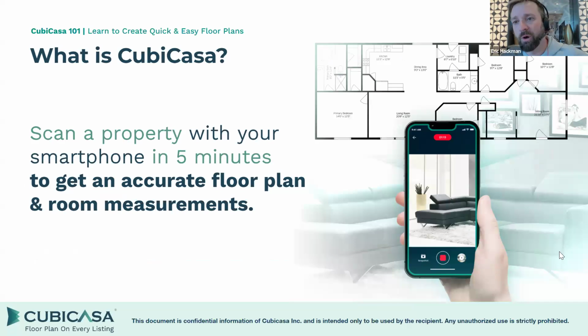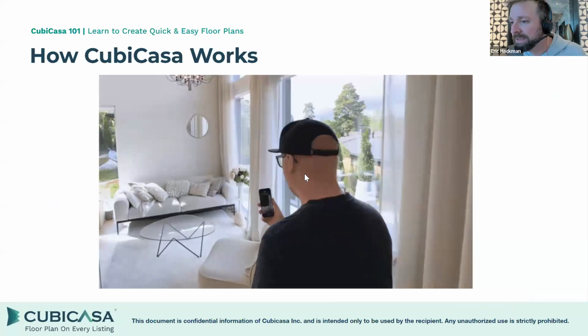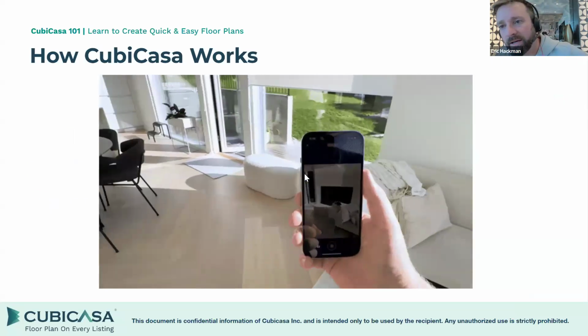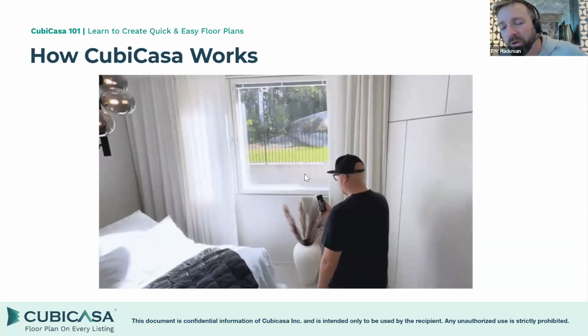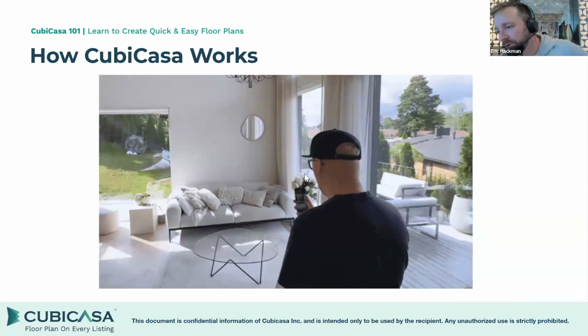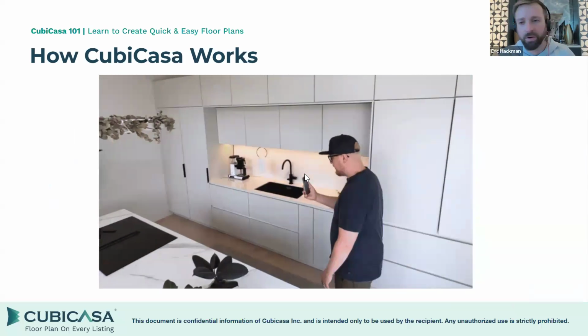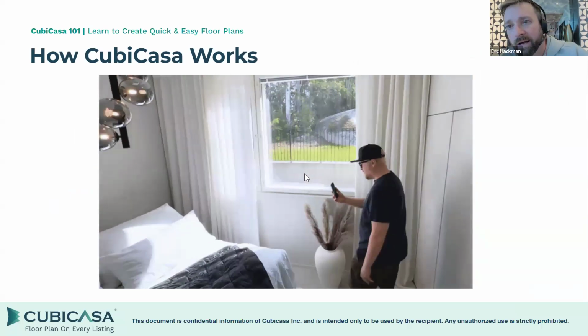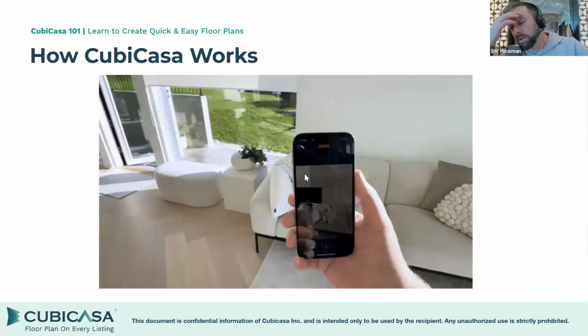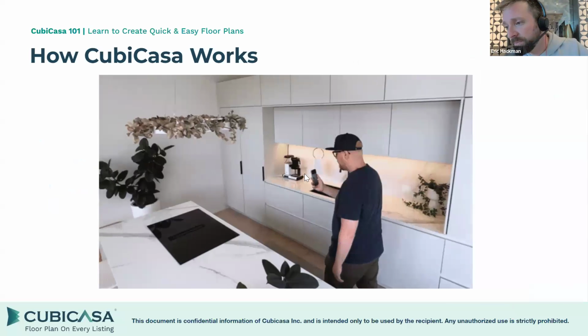All right. So we talked about the value. We talked about why the consumers are interested in this. Let's talk about what CubiCasa actually is. So we are a mobile scanning technology, an app-based scanning technology that is available in both the Apple App Store and the Google Play Store. So we can be downloaded and used on Android capable devices and Apple devices.